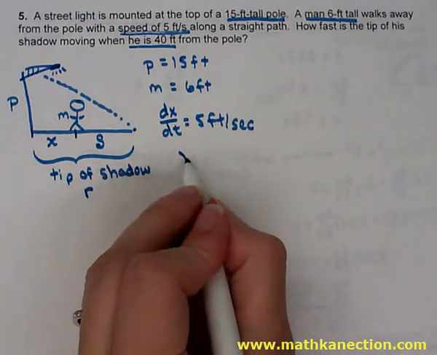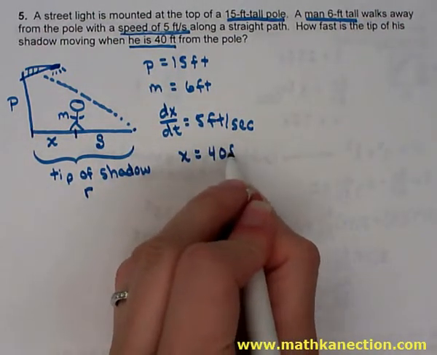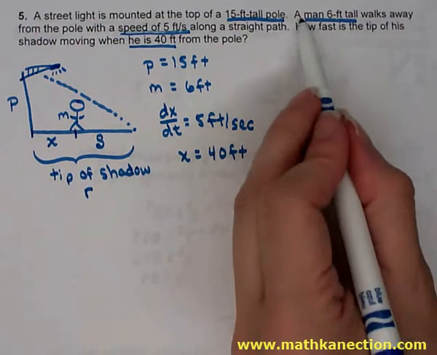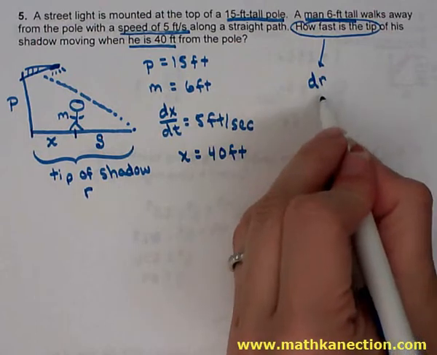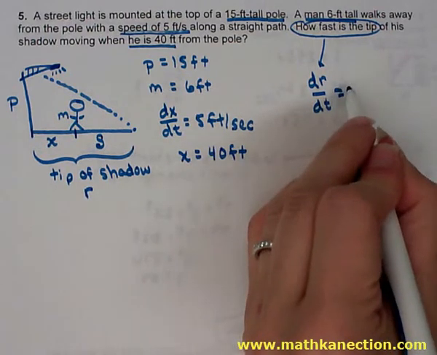The man is 40 feet from the pole, so starting off x is equal to 40 feet is another given piece of information. The last thing is what are we looking for: how fast is the tip of the shadow moving, so dr/dt is what we'll be looking for in the problem.